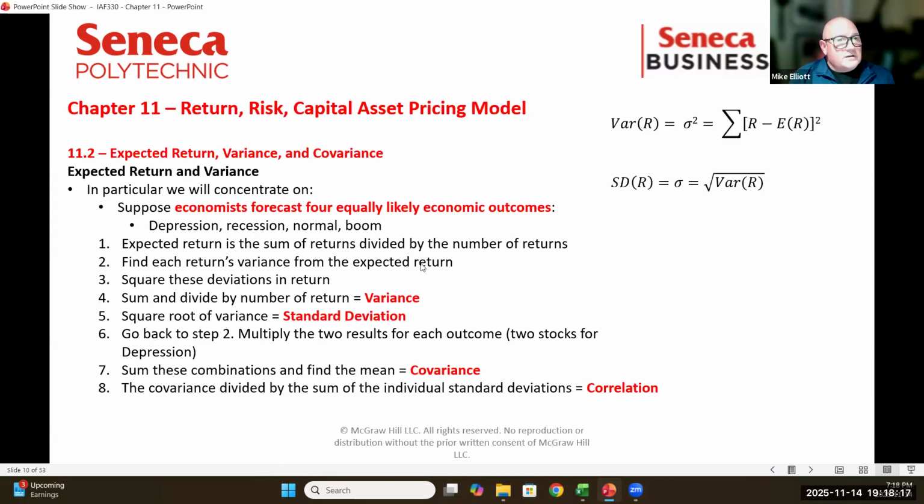The 8 steps we're going to follow are listed here. We're going to find the expected return, find the variance, square those deviations, sum and divide by the number of items in the return. That's going to give us our variance. We're going to take the square root of the variance, and that gives us our standard deviation. Now, if we go back to step 2 and find out what each variance from the expected return is, then we can look at each of the stocks that we add to a portfolio, multiply the results in each stock, and then go back and calculate the covariance and correlation within the portfolio. And I'm going to explain these as we go.